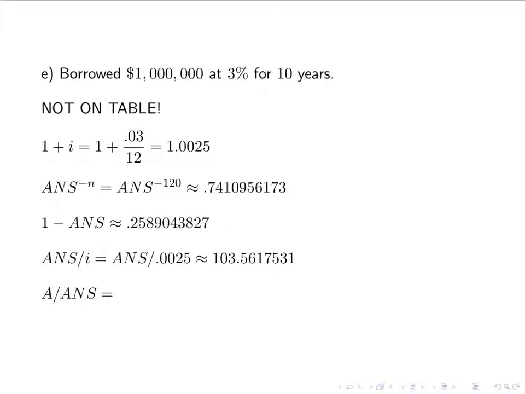So I know I'm on the right track. The last step is to take my A and divide by it. So 1 million divided by answer. Or, again, if you don't have the answer button, then just take your 103.56, that whole number, divide it by 1 million, and then hit the reciprocal button. You should be getting $9,656.07. It is a very large amount. You're taking it at only 3% for 10 years. So you're going to pay that $1 million back pretty quickly.